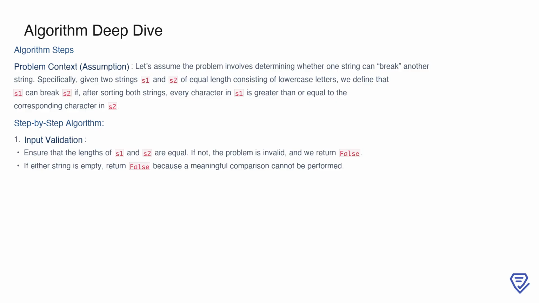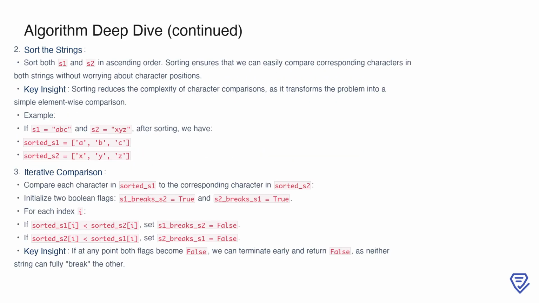in such cases. Once the inputs are validated, the next step is to sort both strings in ascending order. Sorting ensures that the characters in each string are lined up in a way that allows straightforward comparisons between corresponding positions. This is a crucial pre-processing step because it transforms the problem into a simple element-wise comparison task. For instance, if S1 is ABC and S2 is XYZ, sorting gives us sorted_S1 equals A, B, C, and sorted_S2 equals X, Y, Z. With this setup, we can efficiently compare characters between the strings.